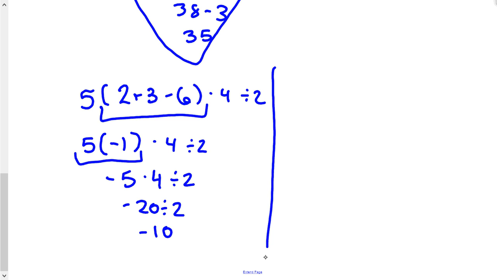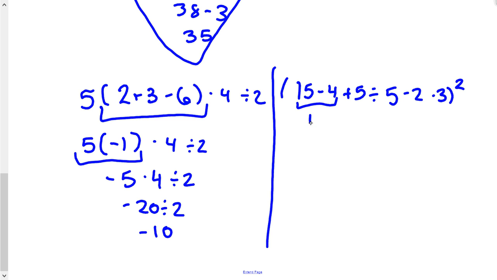We're going to do another one here. We are going to go 15 minus 4 plus 5 plus 5 divided by 5 minus 2 times 3 squared. So 15 minus 4 gives me 11 plus 5 divided by 5 minus 2 times 3 all squared. 16. 15 minus 4 plus 5 divided by 5.